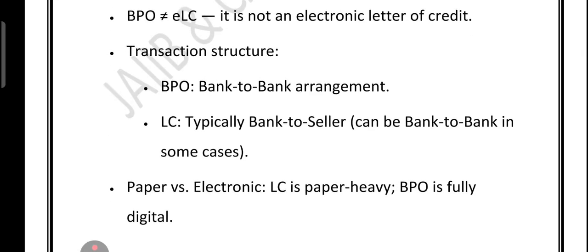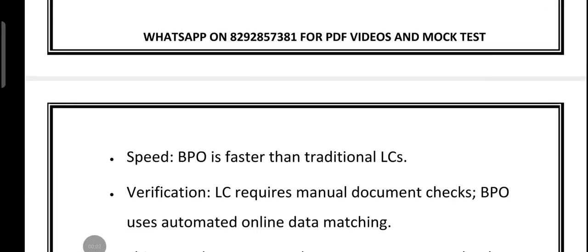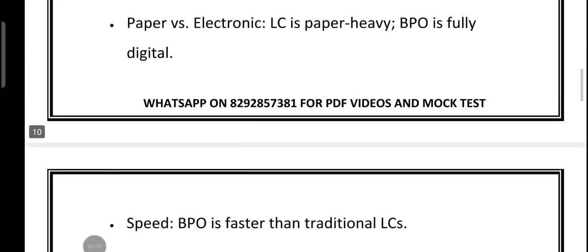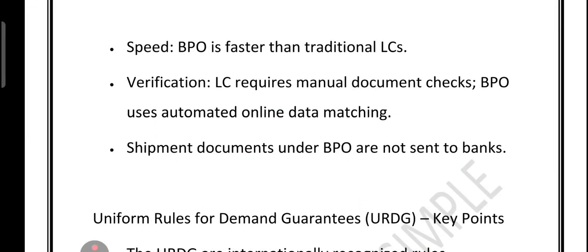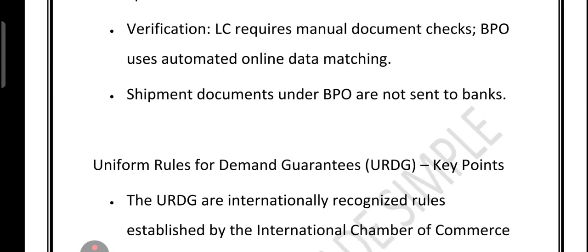BPO means bank to bank arrangement. LC usually bank to seller arrangement, or sometimes bank to bank, right? So when it comes to speed, what's the difference between BPO and electronic LC? I told you that BPO is bank to bank arrangement, while LC is usually bank to seller, though sometimes bank to bank. When it comes to speed, BPO is much faster than letter of credit because BPO is fully digital, right? So in terms of speed, it is also different. For verification, LC requires manual document checking, while BPO uses automated online data matching. And importantly, with BPO, shipment documents are not sent to bank at all.